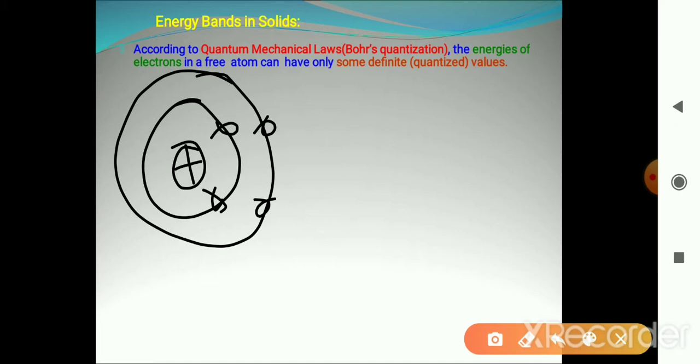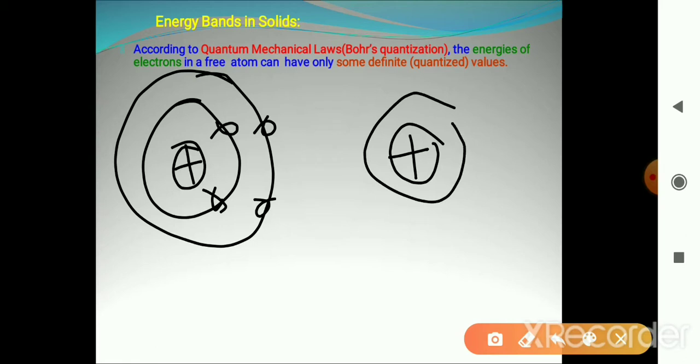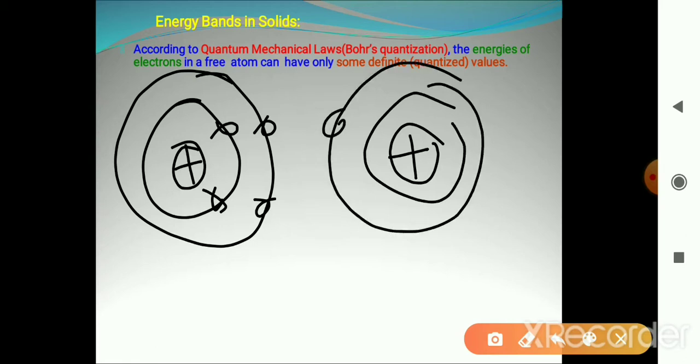But when a large number of atoms come together to form a crystal, then these charged particles, electrons and the positively charged nuclei, are very close to one another, and they influence or interact with energies of one another, and as a result the energies get modified, and energy of a crystal is divided in two bands called valence band and conduction band.